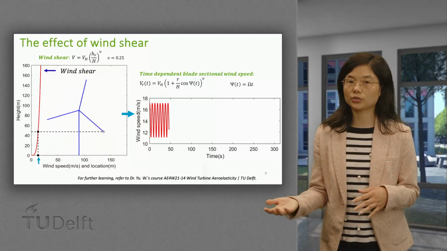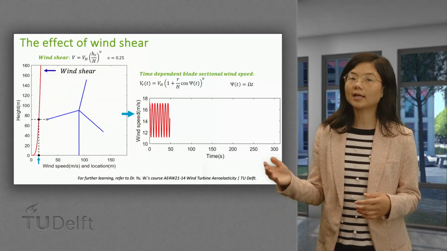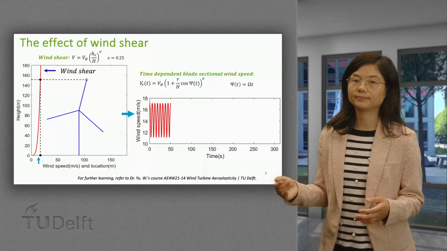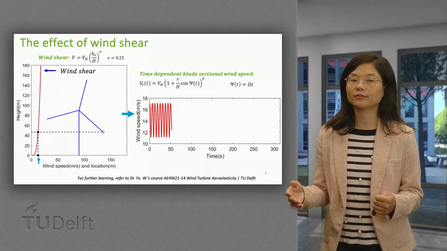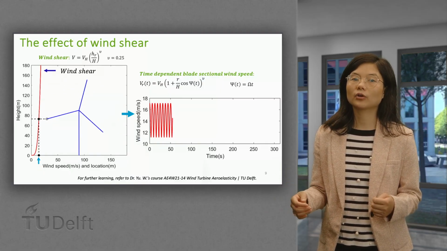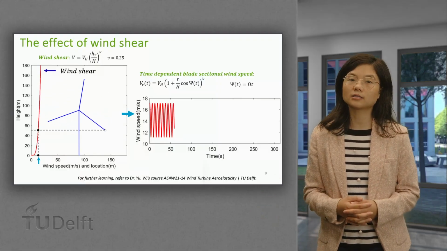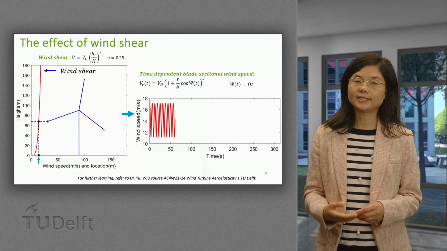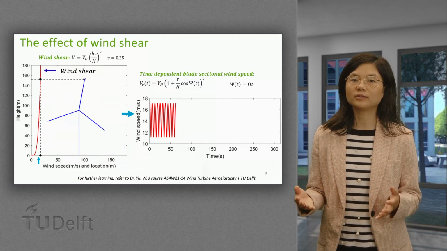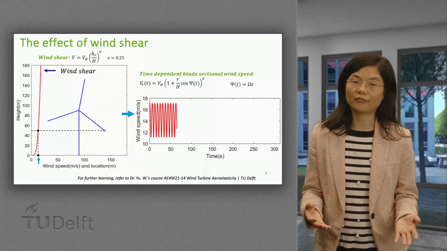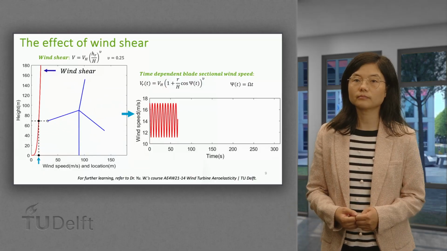This variation in local wind speed means that each blade segment encounters changing aerodynamic forces throughout its rotation. This periodic fluctuation will lead to cyclic aerodynamic loads on the blade, which will increase the fatigue stress, and can therefore potentially reduce the lifespan of the blade and the other components. Additionally, this non-uniform wind field can negatively affect power output.